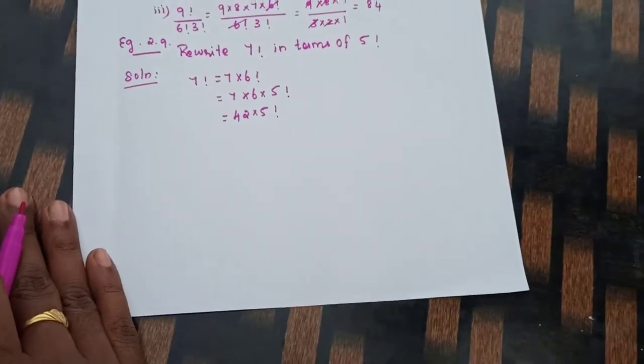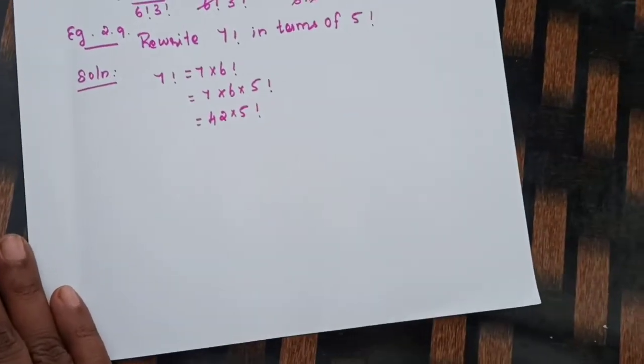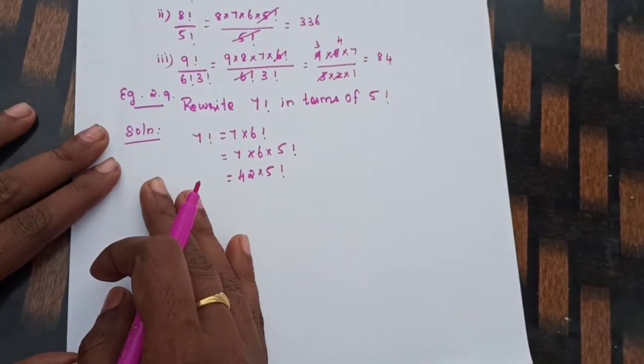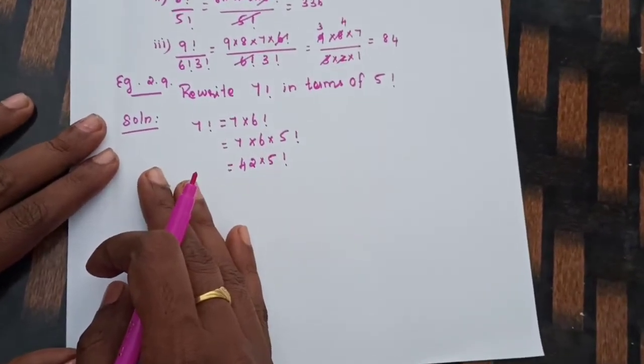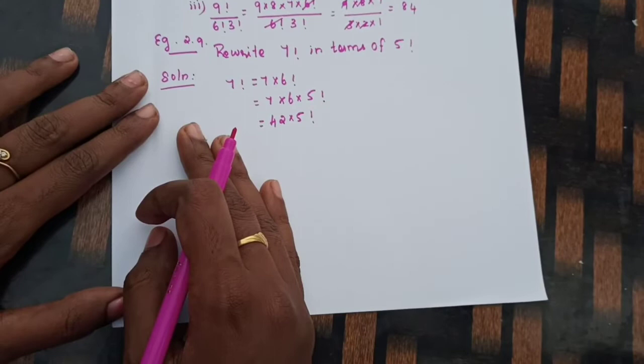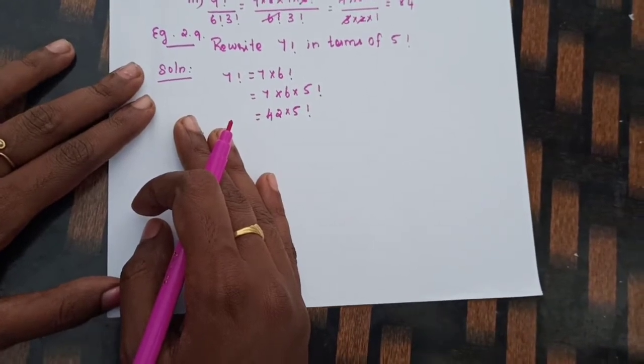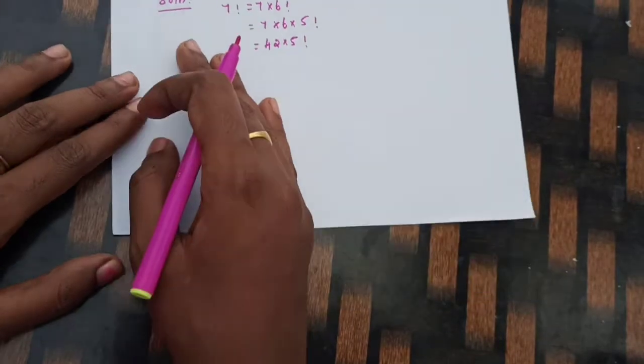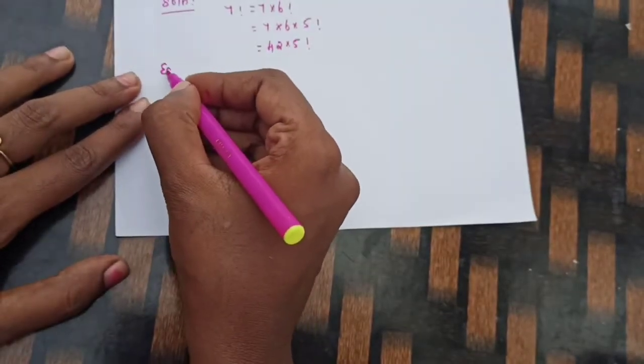I wrote it now. So 7 factorial in terms of 4 factorial means what will you do? Any idea? So 7 factorial in terms of 4 factorial is 7 into 6 into 5 into 4 factorial. Got it? Okay. Let's move to the next question.